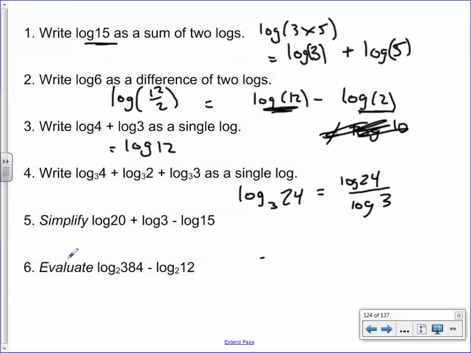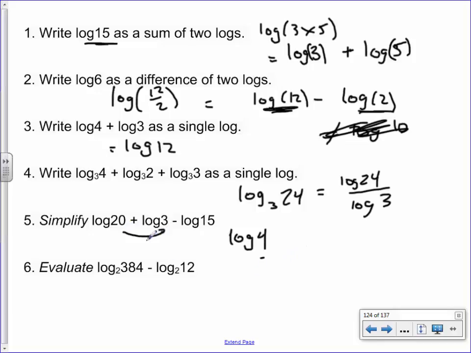Do you guys see how for the next two ones here, I've used different words in italics? I just want to point out the difference here. Simplify would just mean let's find what this is equivalent to, still with logs. So like for example, you're going to do 20 times 3, which will be 60. But then you're going to divide by 15. So this guy right here would be the log of 4. Does that make sense?